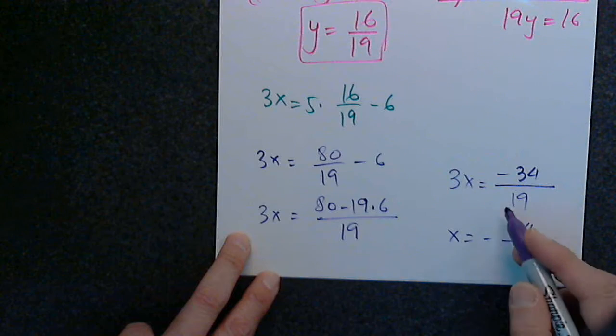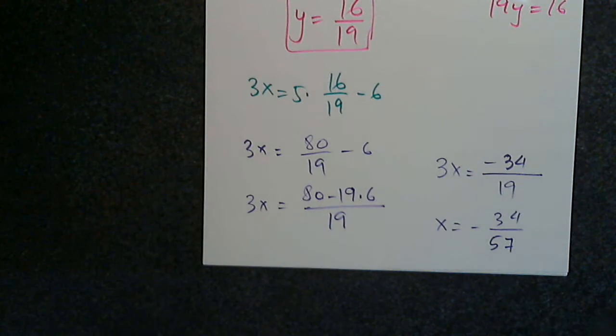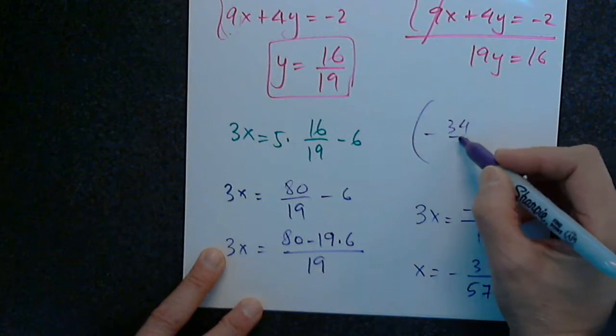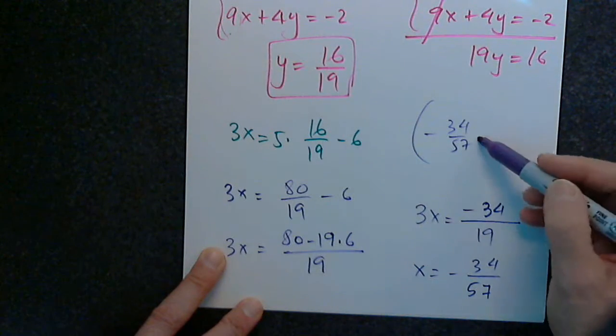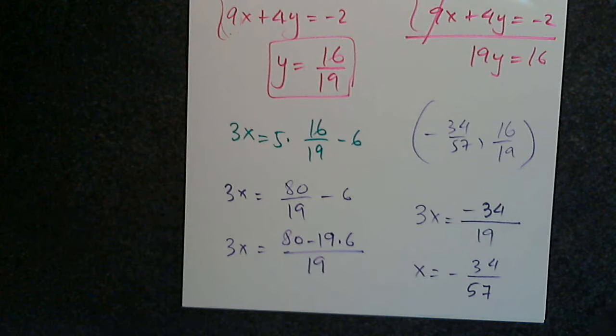So it's 57. Oh, oops, I put 9 instead of -6. Oh, that's okay. No problem. So the solution appears to be negative 34 over 57 and 16 divided by 19. And we have to go back and check. Any questions on this problem?